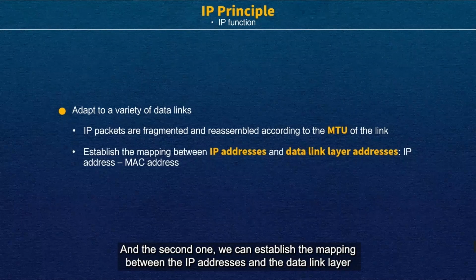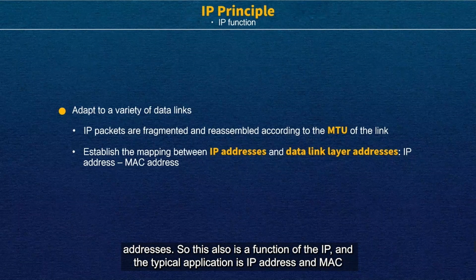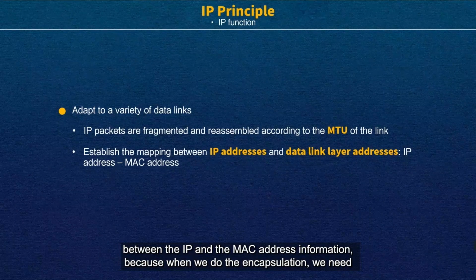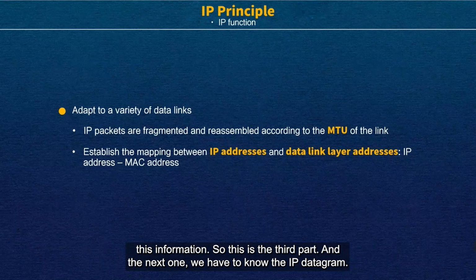And the second one, we can establish the mapping between the IP address and the data link layer address. So this is also a function of IP. The typical application is the IP address and MAC address mapping. This process is ARP. So this is a function to get the relationship between the IP and the MAC address information, because when we do the encapsulation, we need this information. So this is the third part.